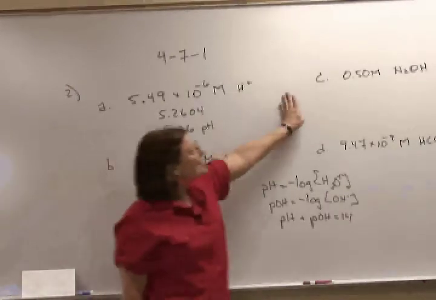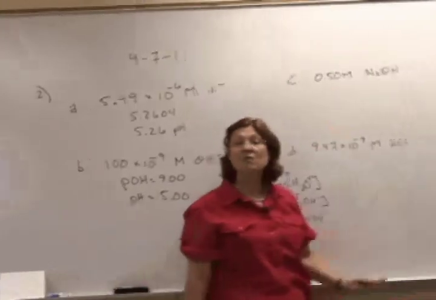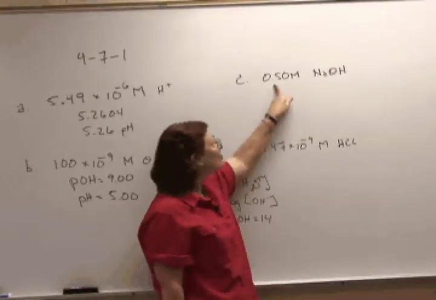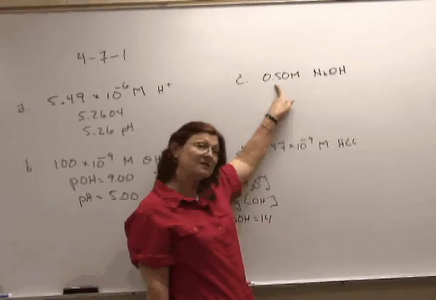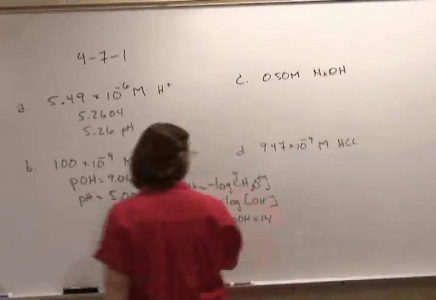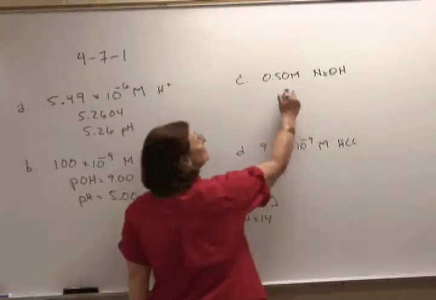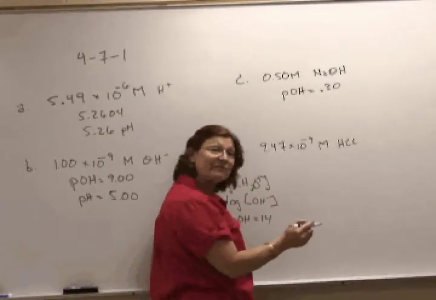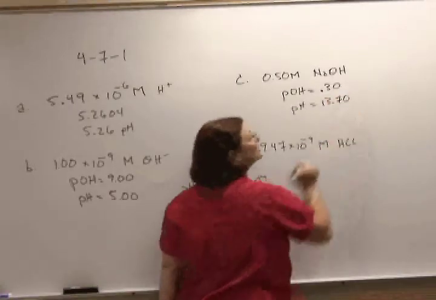Now, in the case of C, I'm given a compound, and you'll notice that this is a strong base. And strong bases have 100% dissociation. Therefore, I'm going to get 0.5 molar of the sodium ions and 0.5 molar of the hydroxide ions. And therefore, when I take the log of this number, because I'm just putting it into this formula, I get 0.3. And so my pOH is equal to 0.30. Then I subtract that from 14, and my pH is 13.70.